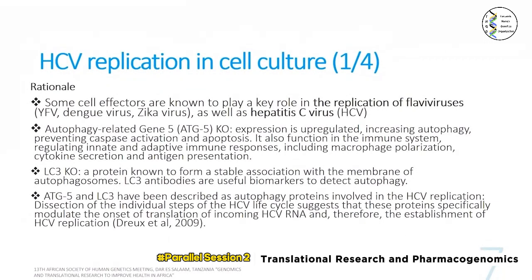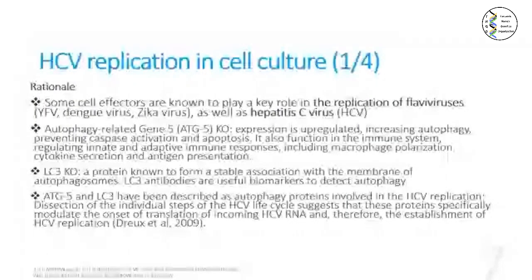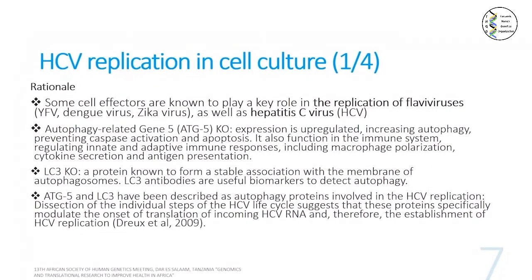Another protein called LC3 is known to form a stable association with the membrane of autophagosomes. LC3 antibodies are therefore useful biomarkers to detect autophagy. So it has been shown that HCV5 and LC3 knockout cells are autophagy proteins involved in the HCV replication. So the dissection of the individual steps of the HCV life cycle suggests that this protein specifically modulates the onset of translation of incoming HCV RNA and therefore the establishment of HCV replication. So if the cell effectors HCV5 and LC3 are used to develop the cell culture system, they might play a key role in the replication of HCV.